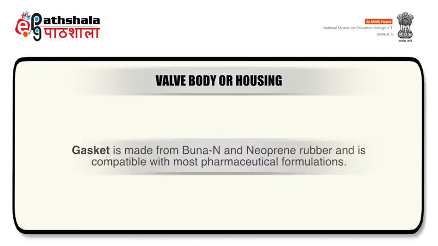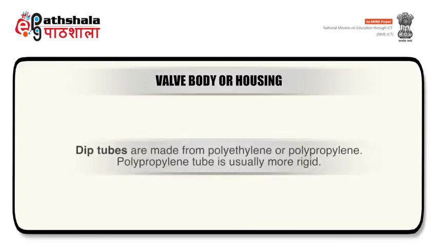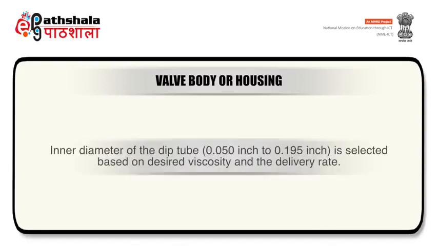Now the gasket. The gasket is made from butadiene and neoprene rubber and is compatible with most pharmaceutical formulations. Now coming to dip tubes. Dip tubes are made from polyethylene or polypropylene. Polypropylene tubes are usually more rigid. The inner diameter of the dip tube is selected based on desired viscosity and delivery rate.